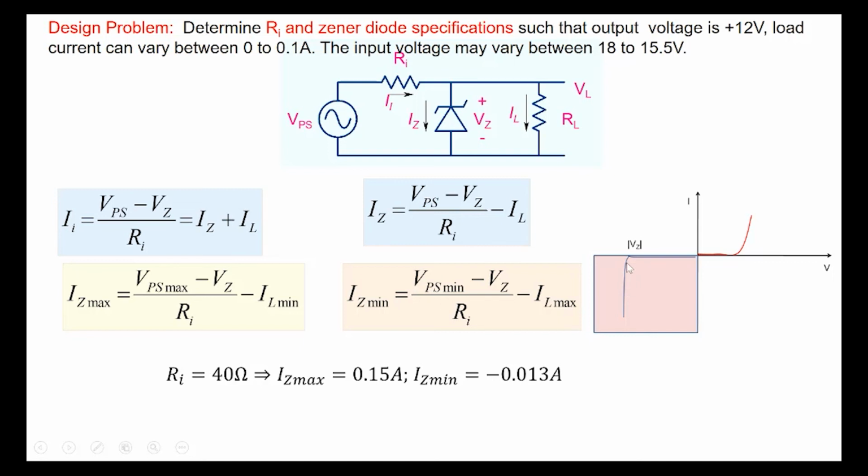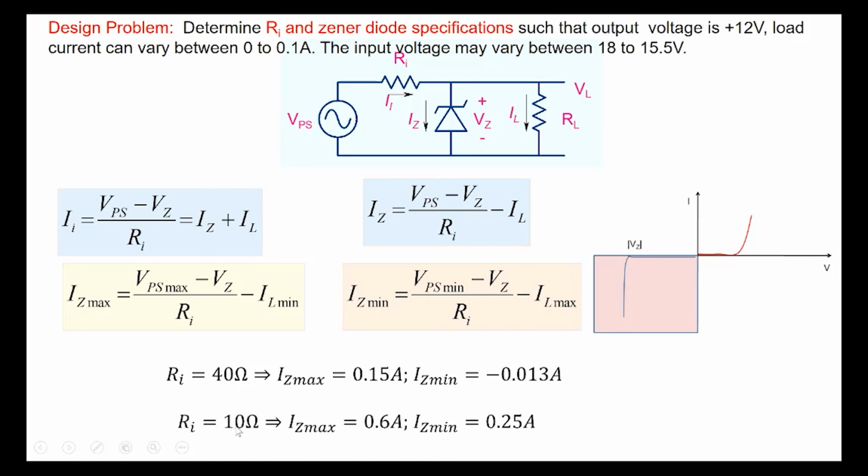We will not be in this vertical region here. So at a certain value of VPS, we'll go somewhere here. We'll go in this particular region, and therefore our device will not work properly. So 40 ohm is not a good value.